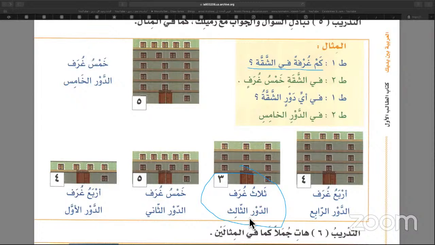في الدور الثالث. في الدور الثالث. What does that mean? In the third floor. Good. Okay. Amira, next one.